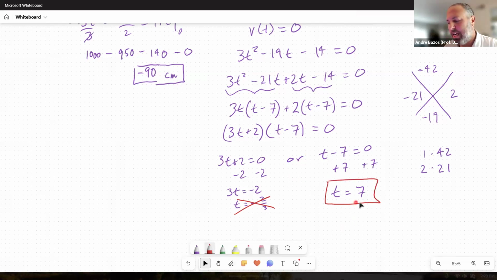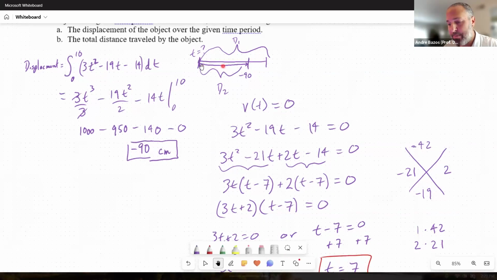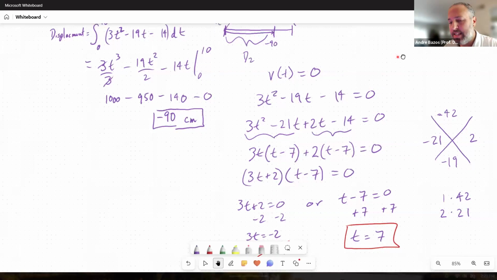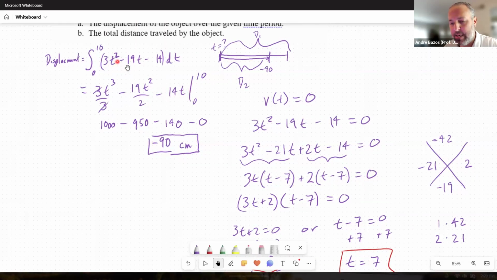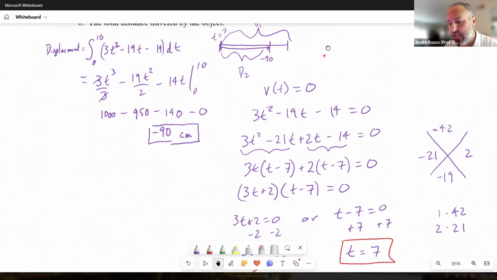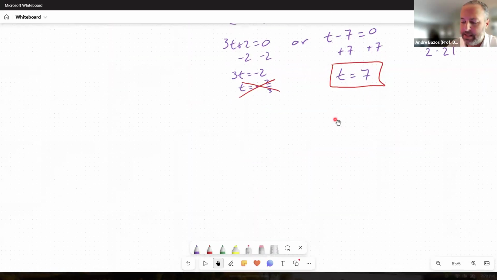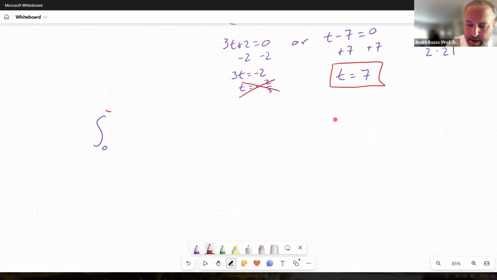All right, so t equals 7 is the number we're looking at. That is where that turn happens. So we need to divvy up our integral into the pieces. So we got 3t squared minus 19t minus 14, and we're going to divvy it up into the pieces to be able to help us. We're going to go from 0 to 7 of this 3t squared minus 19t minus 14 dt.